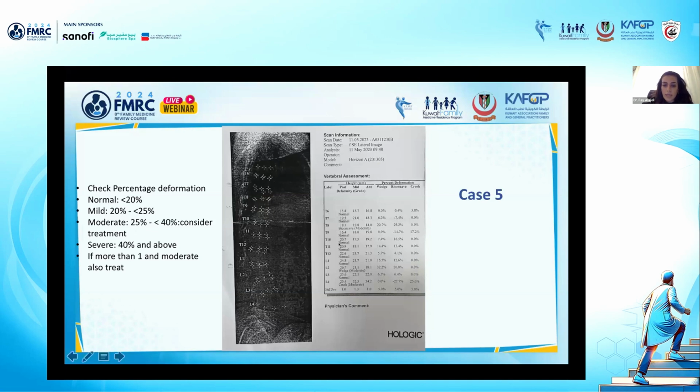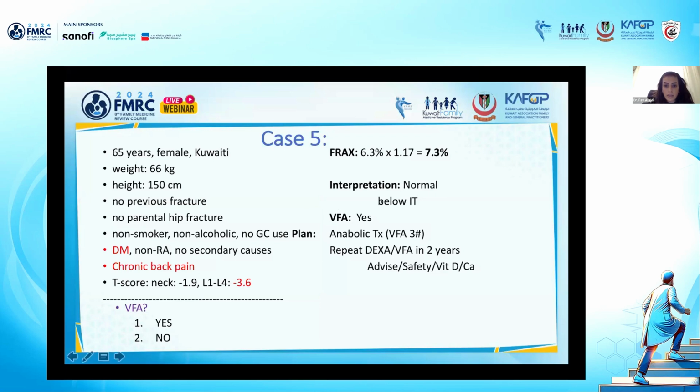Okay, so as you can see, the fractures were in T8, L2, and L4, crush moderate. So you go to the crush, it's 25%. Okay, and if you go to L2, wedge moderate, so you go to the wedge, 32%. Okay, so this patient is a candidate for anabolic treatment. You will refer for secondary care, even though the FRAX was below intervention threshold.